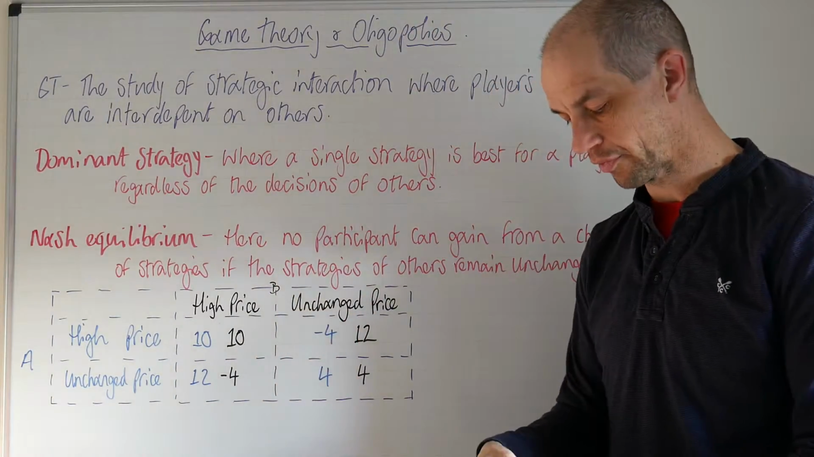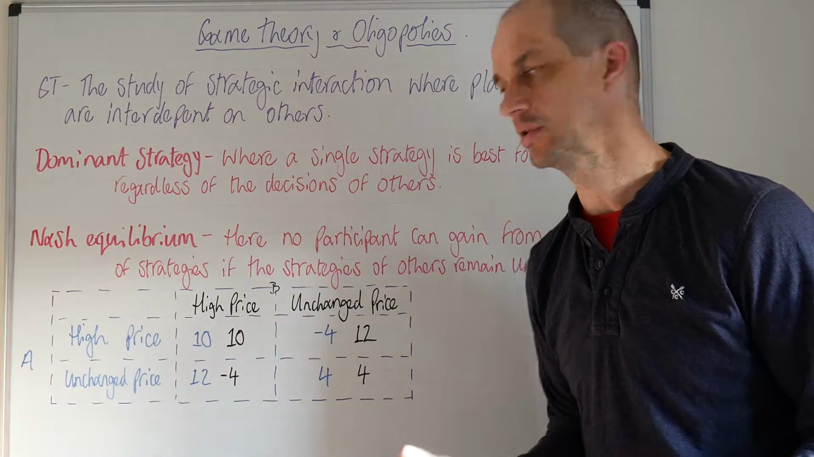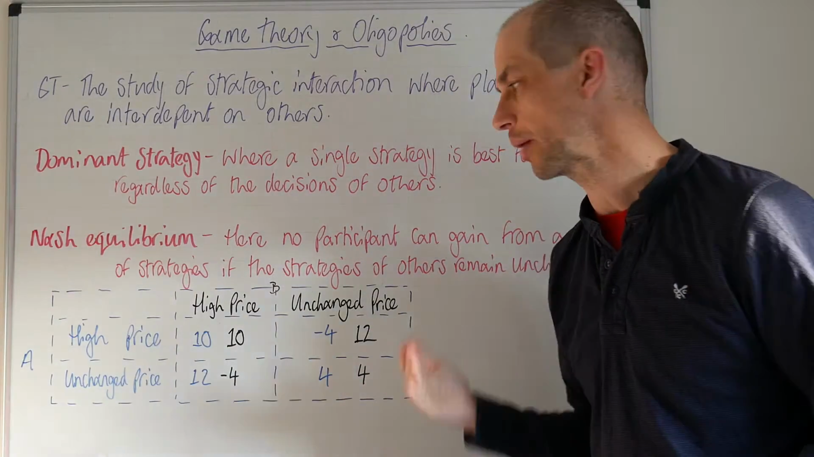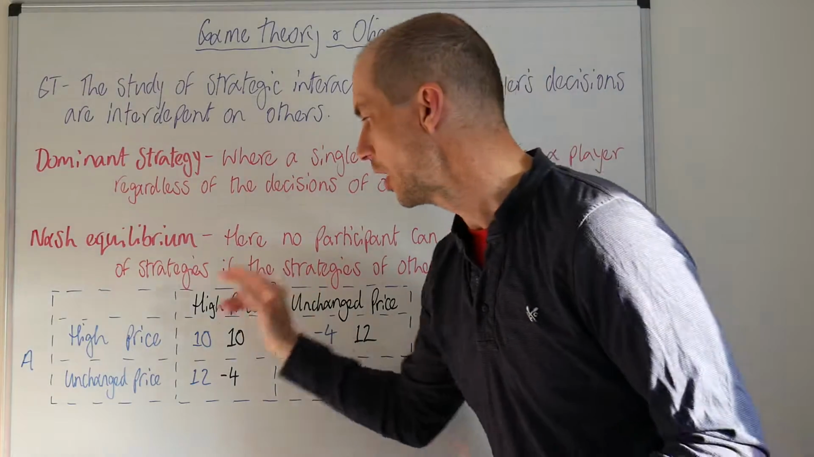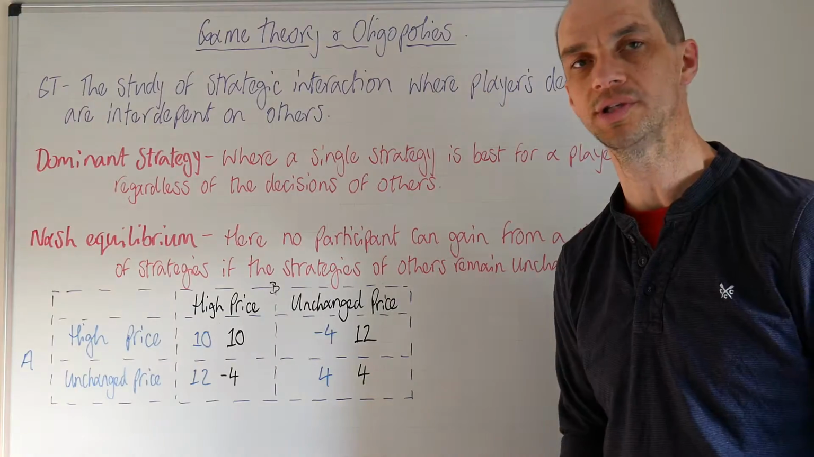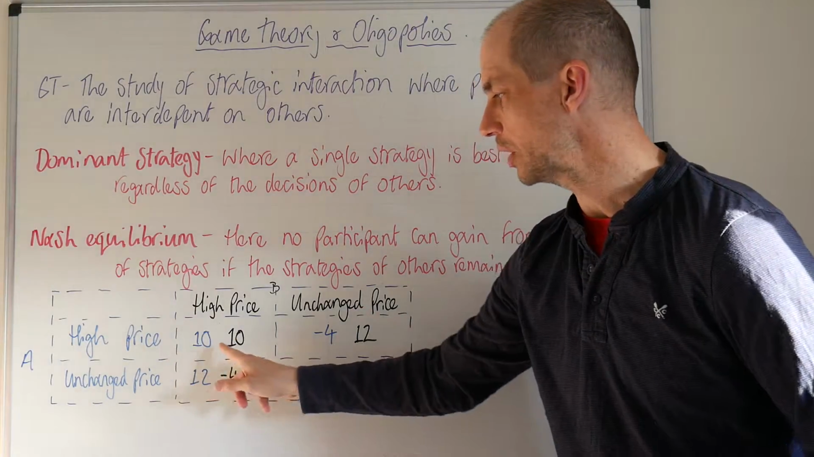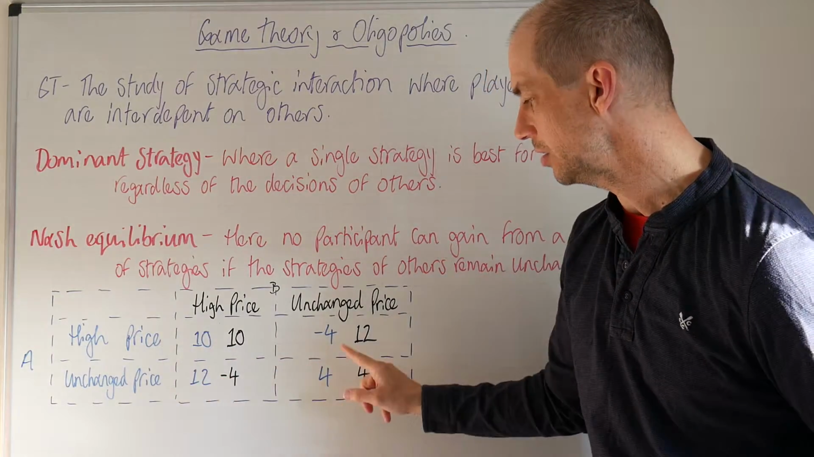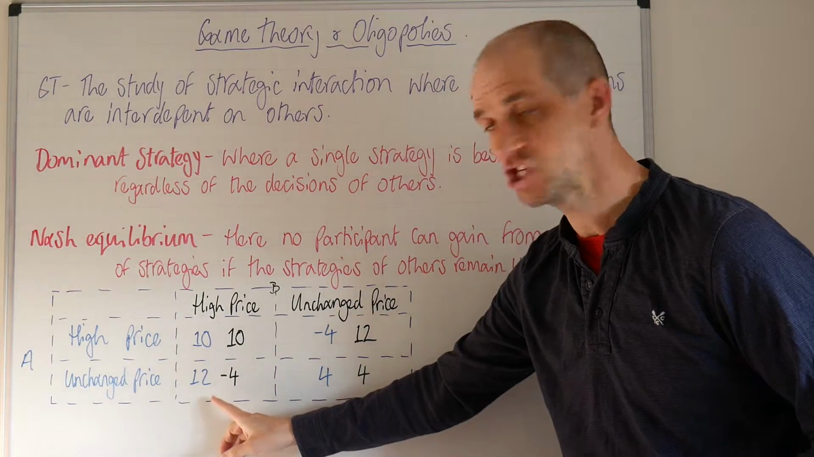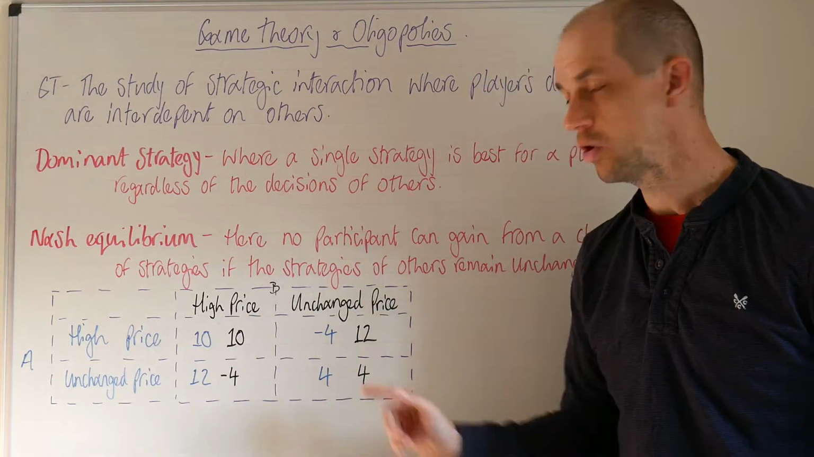Okay, so let's run through the options available for A here, and let's consider A represents Airbus. That's nice and straightforward, whereas B represents Boeing. Airbus can either opt for a high price or they can go for an unchanged price. So those are the options available to them. With a high price, they either get an outcome of 10 or -4. Now, with an unchanged price, however, they're guaranteed to make a profit of either 12 or 4.